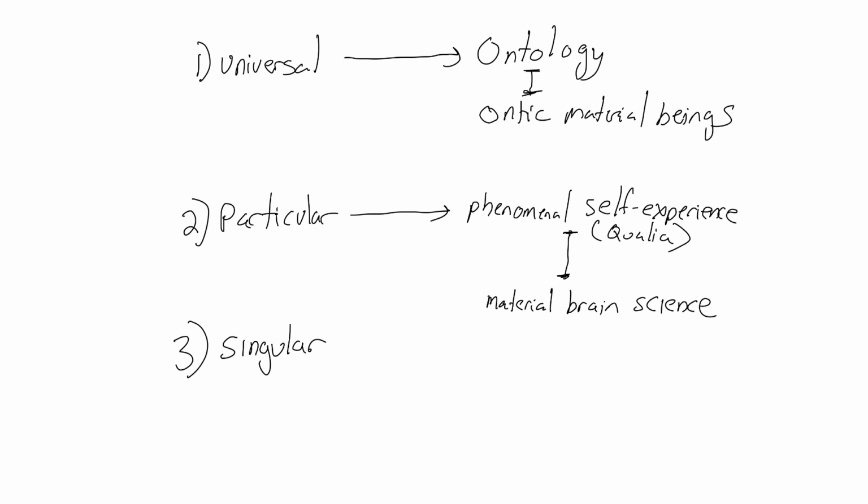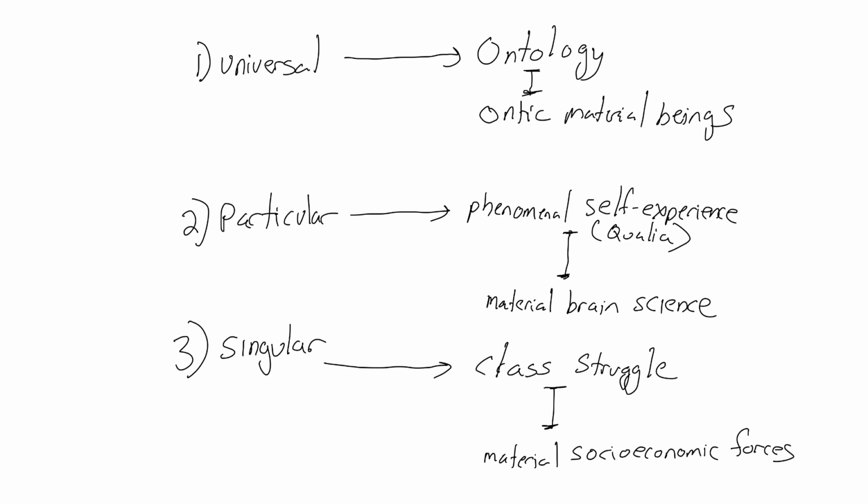The antagonism of science focuses on the gap between particular phenomenal self-experience and objective brain processes. Finally, political antagonisms will concern the gap between the singularity of class struggle and objective socio-economic forces. In each case, Zizek aims to search beneath the ostensible dualism to discover what he calls the minimal difference that generated the duality in the first place.